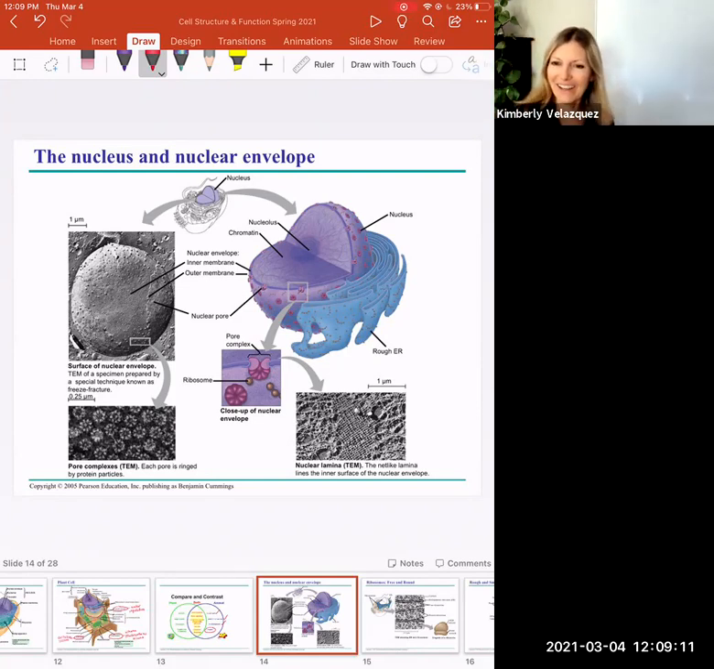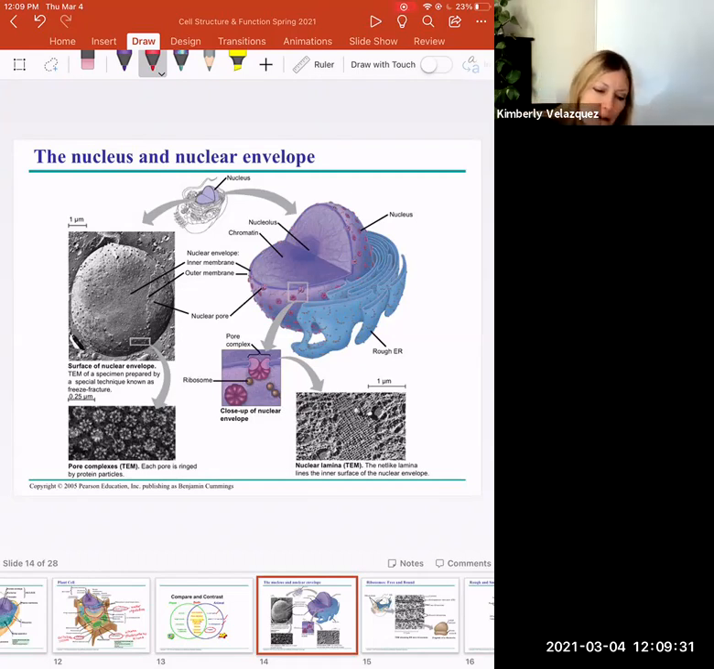So this is the nucleus, and the nucleus of the cell is defined by the nuclear envelope that surrounds the nucleus. So the nucleus really is more of, I like to think of it as a region of the cell, but it's a structure that's defined by the nuclear envelope.